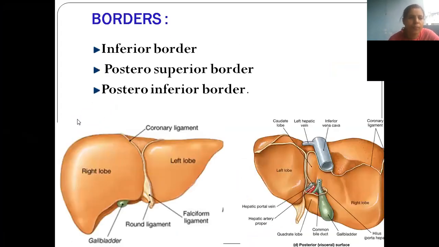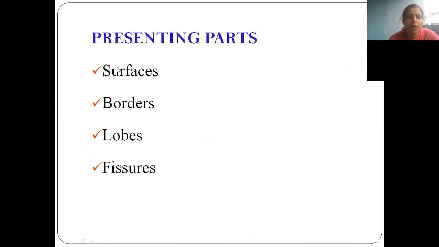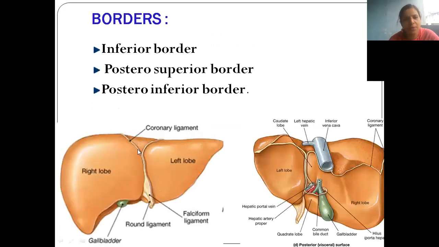The presenting parts of the liver: it has certain surfaces, borders, lobes, and fissures. What are the various borders it has? This border, which is very prominent among all when you view from down, is the inferior border. The remaining borders are not so clear. We have a posterior superior border and a posterior inferior border also.